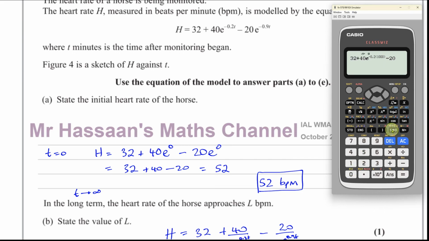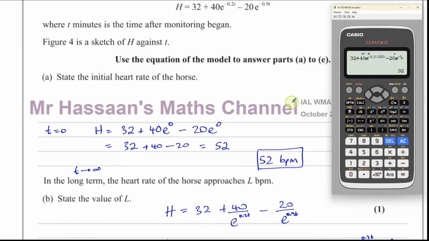Minus 20 times e to the power of negative 0.9 times, again I'll put t as 1,000, just to make it a big number. If 1,000 is too big, it might say math error. You could make it smaller, but let's see what happens. Here we can see it's approaching 32. The answer becomes 32 because this gets so close to 0, and so does that, that they're just negligible.